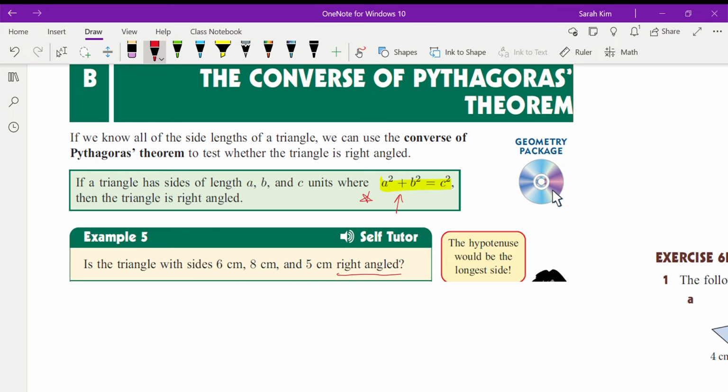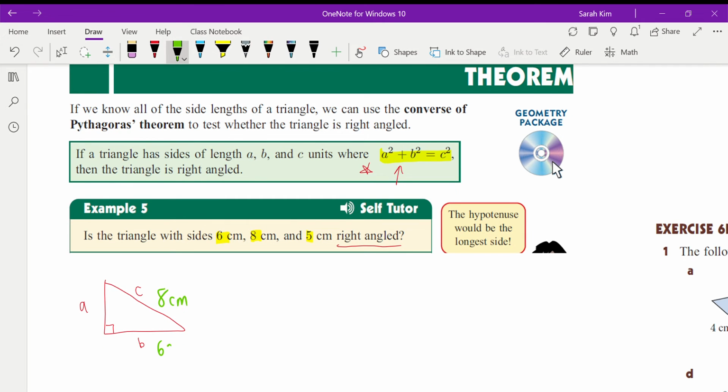Something you do know about this A, B and C side is that the C side is always the longest triangle length. So looking at our list of numbers, we got 6, 8 and 5. I don't really care about A and B, but I do know that my longest length is 8 centimeters. Right? That's just a given rule. So the other ones, I don't care which one goes where, so I'm just going to label it.